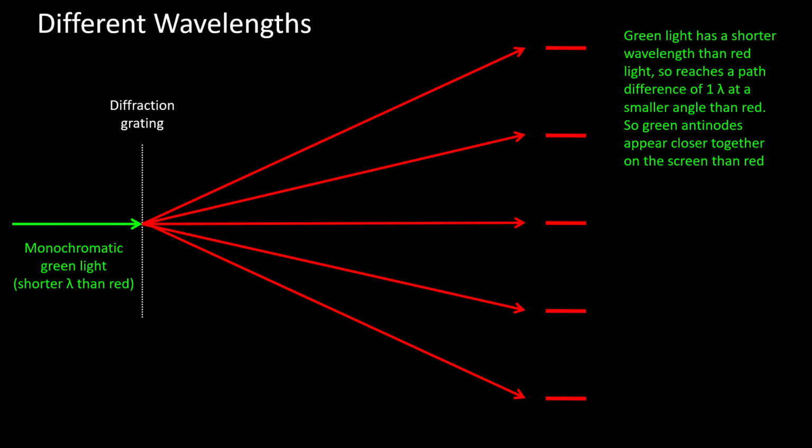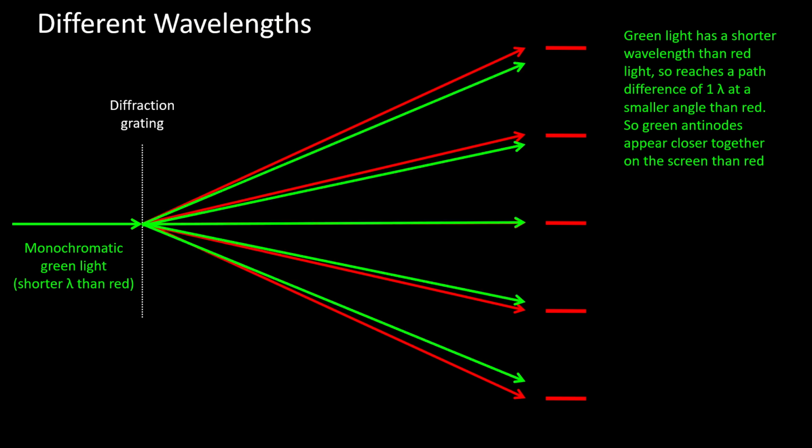Now, because green has a shorter wavelength, it will reach a path difference of 1 wavelength at a smaller angle. Because remember, if you start at n equals 0 in the center, where the path difference is 0, as you go further out from n equals 0, the path difference is increasing, which means that you will reach a path difference of 1 wavelength for green light before you'll reach a path difference of 1 wavelength for red light, because green has a shorter wavelength. So the green will appear closer to the center than red will.